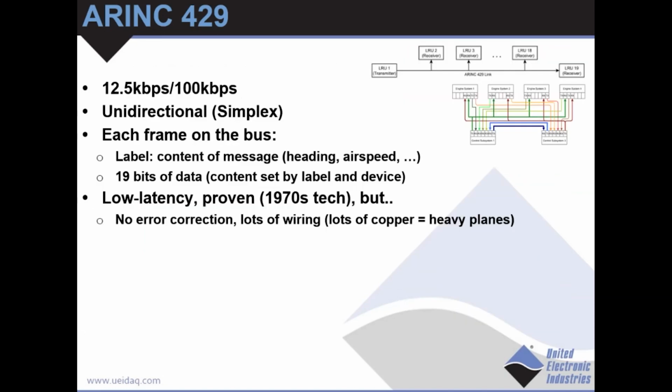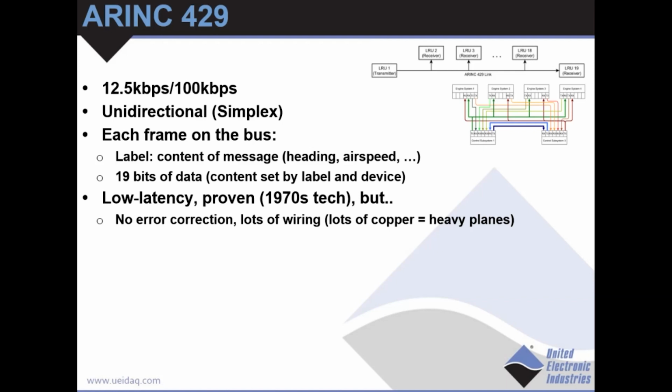So what is the protocol? We have two main rates that we use. It's either going to be 12.5 kilobits per second or 100 kilobits per second. It's unidirectional or simplex communication, meaning information travels in only one direction on the bus. You can have multiple buses so that you can have communication in both directions, but again, that's on different buses, so it's still going to be a unidirectional bus.